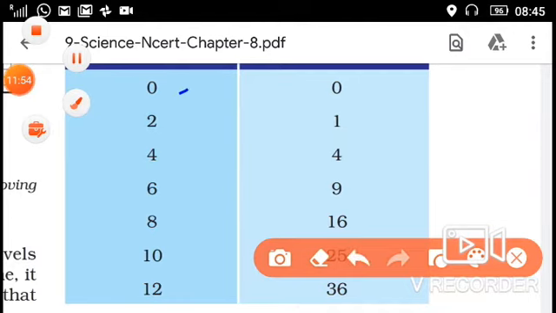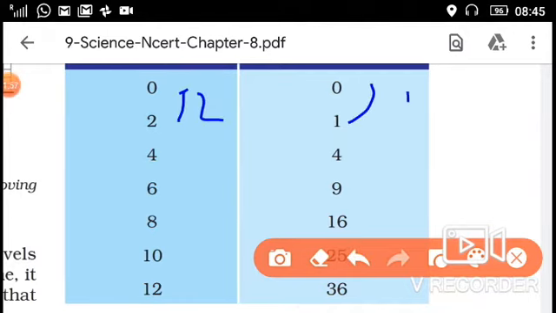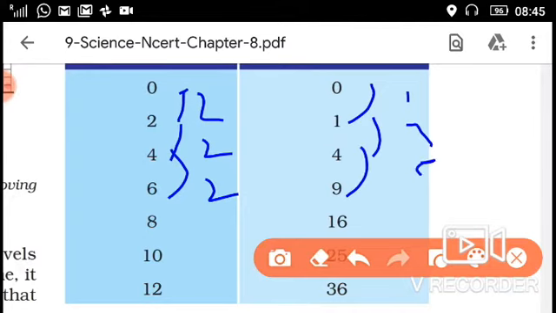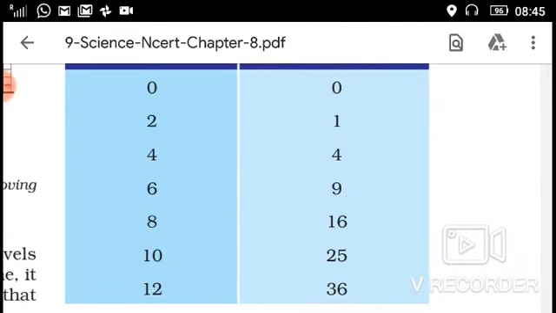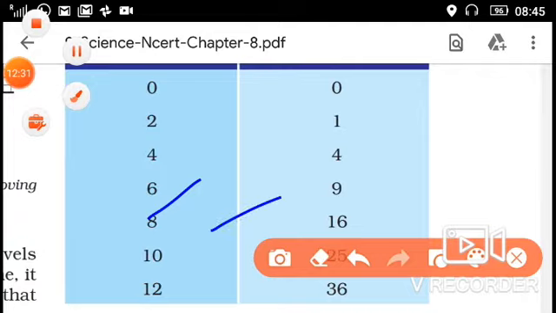In 0 to 2 seconds, 1 meter distance is covered. Again in 2 seconds 3 meter distance is covered. Again in 2 seconds 5 meter distance is covered. Again in 2 seconds 7 meter distance, then 9 meter distance, means unequal distances are covered. First it is 1 meter distance, then 3 meter, 5, 7, means the distance is covered in unequal amounts. If you draw the graph for this, then what do you get?